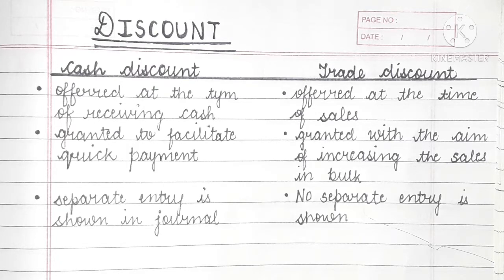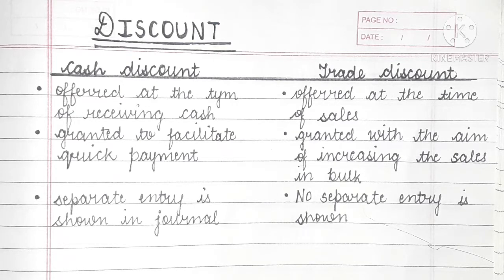Trade discount is offered at the time of sales. It means that it doesn't matter whether you are purchasing the goods for cash or on credit, you can still get the trade discount. Second point is cash discount is granted to facilitate a quick payment. So the main purpose of offering a cash discount is to get a quick cash payment.